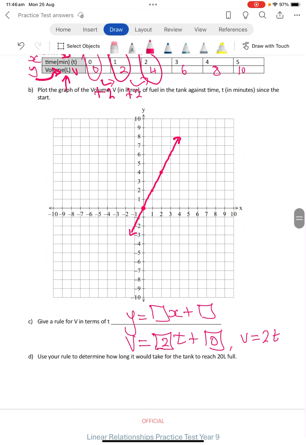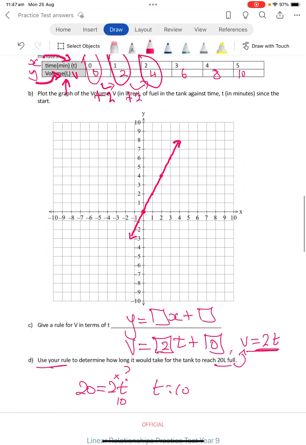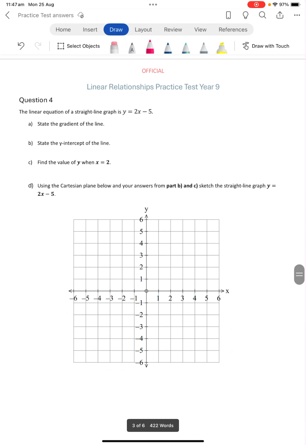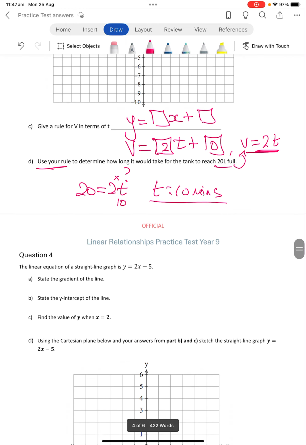Last thing says, use your rule to work out how long it would take to reach 20 litres full. 20 litres is a volume, so it's going to be replacing v. So I'm going to have 20 equals 2t using my rule, right, like I've said. So essentially this means that 20 equals 2 times something. All right, so 2 times what would be 20? Well, that would have to be 10, right? So t would equal 10. As we can see, that's in minutes. So 10 minutes.